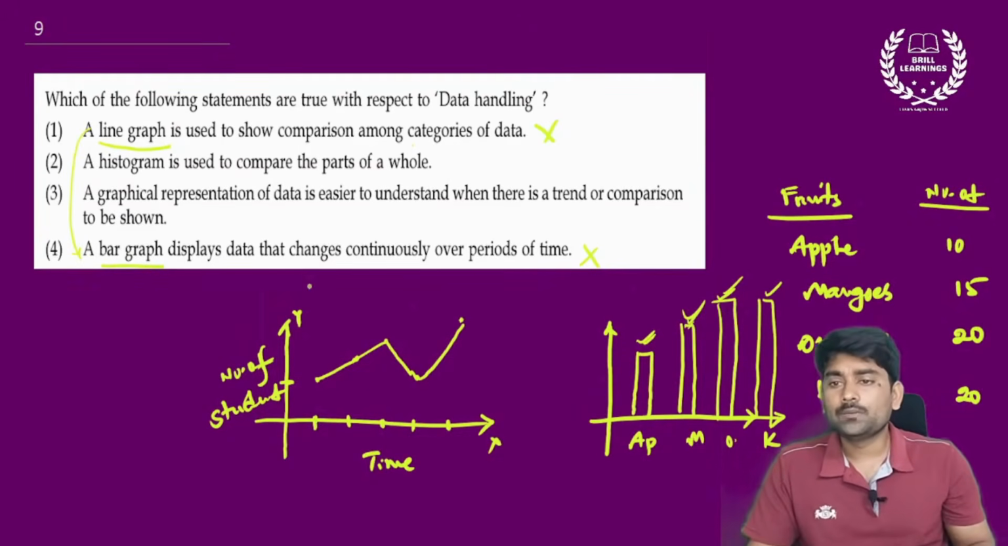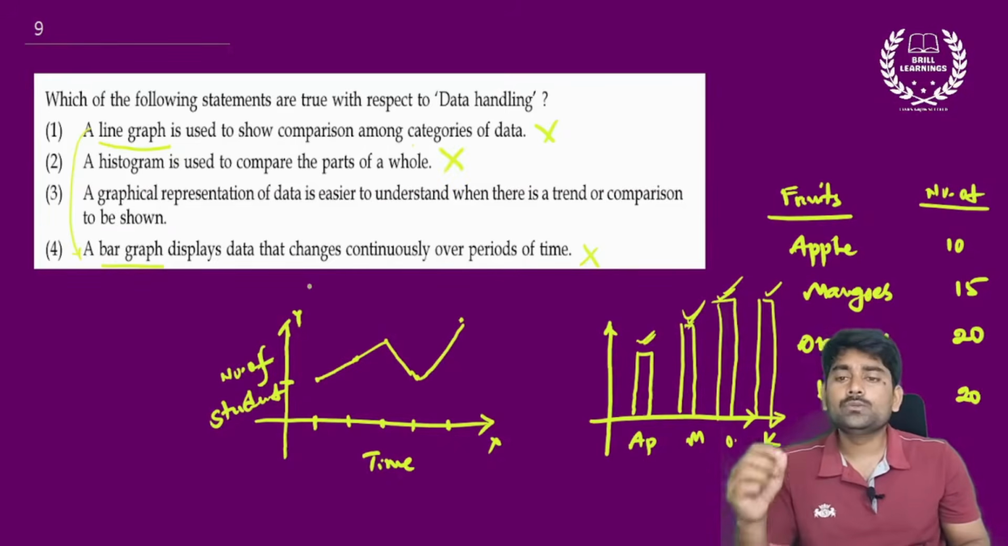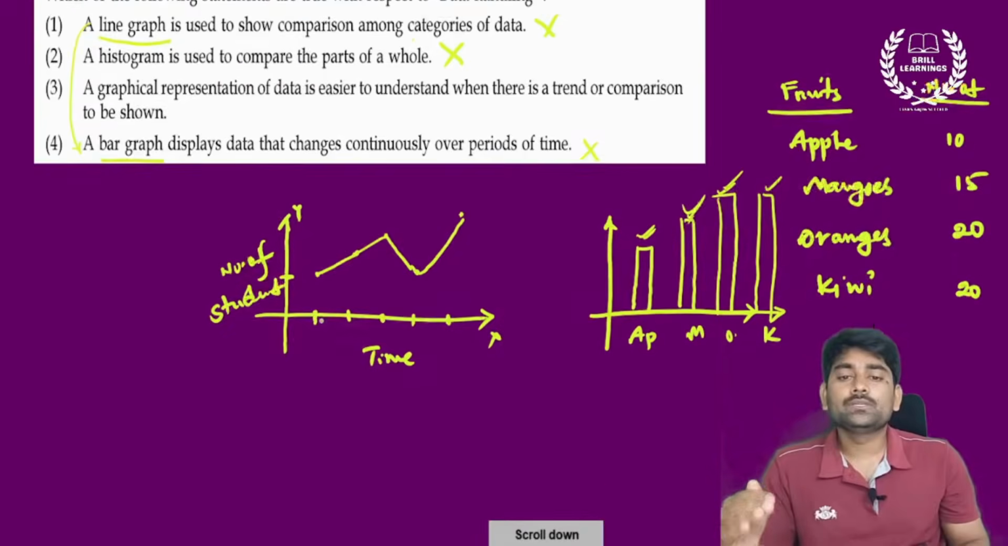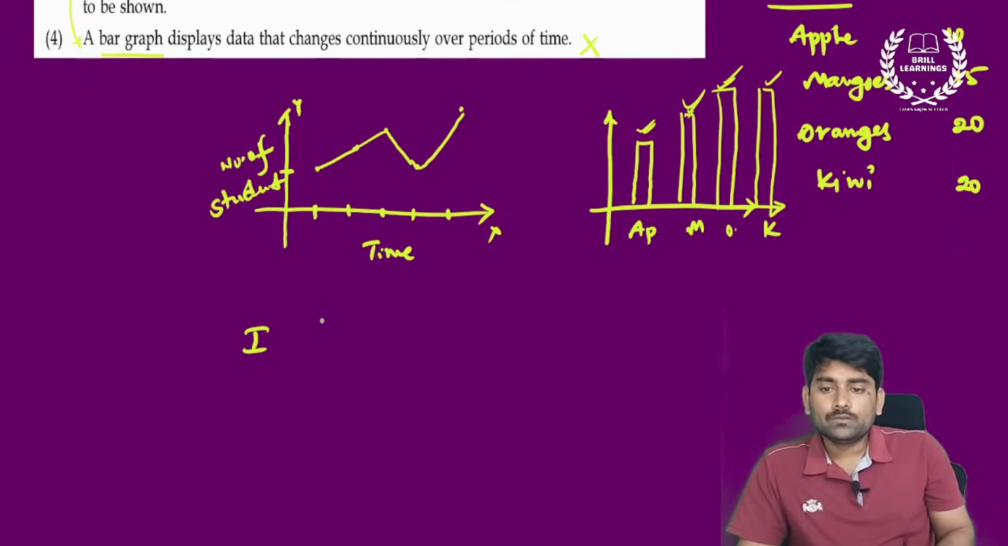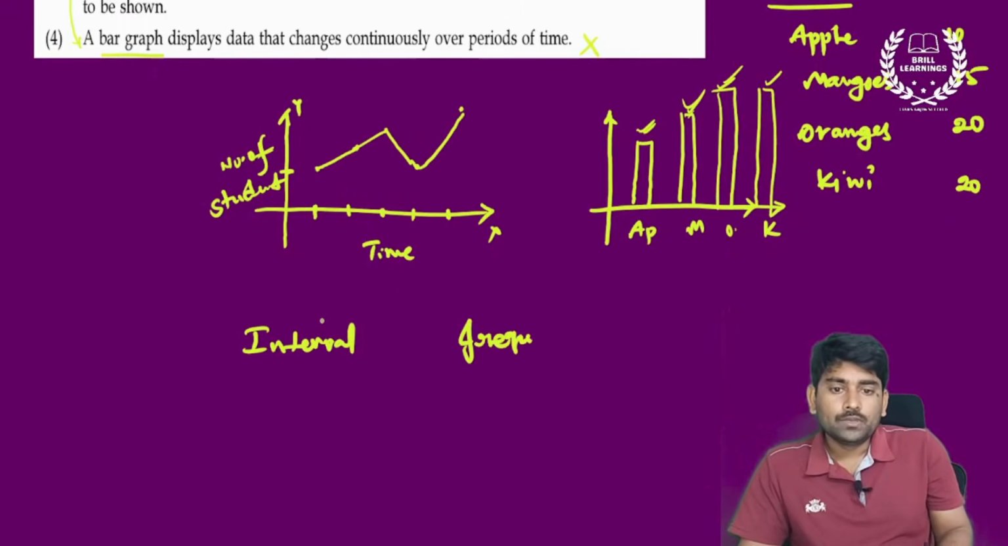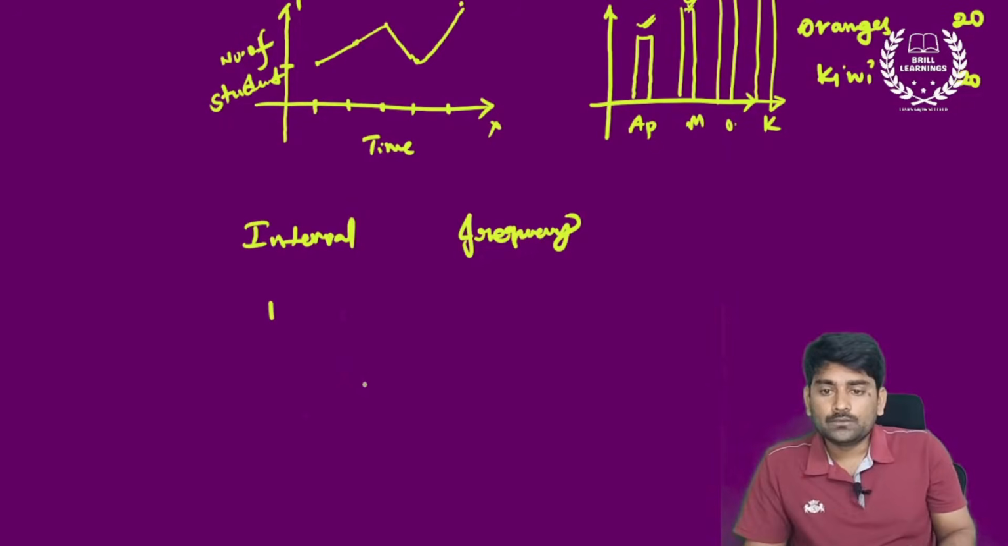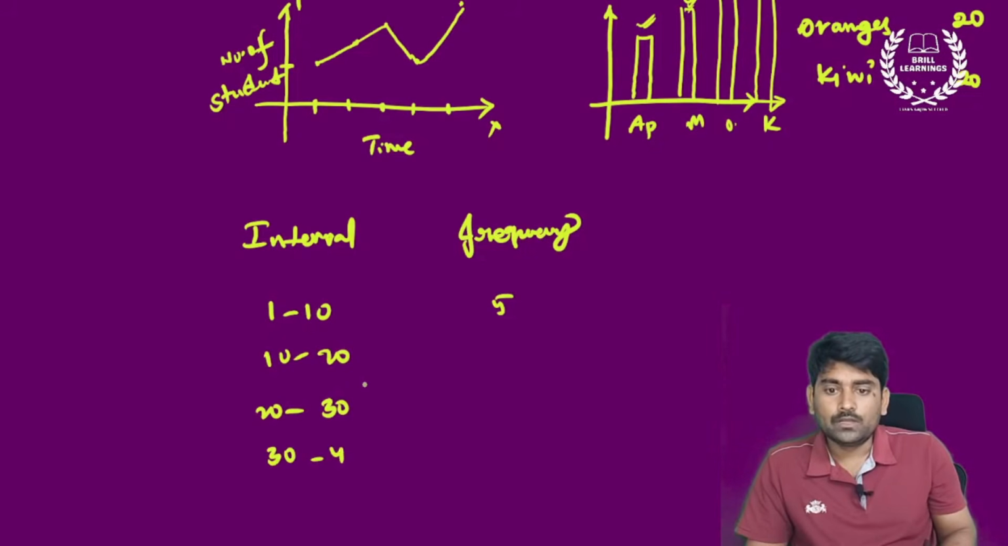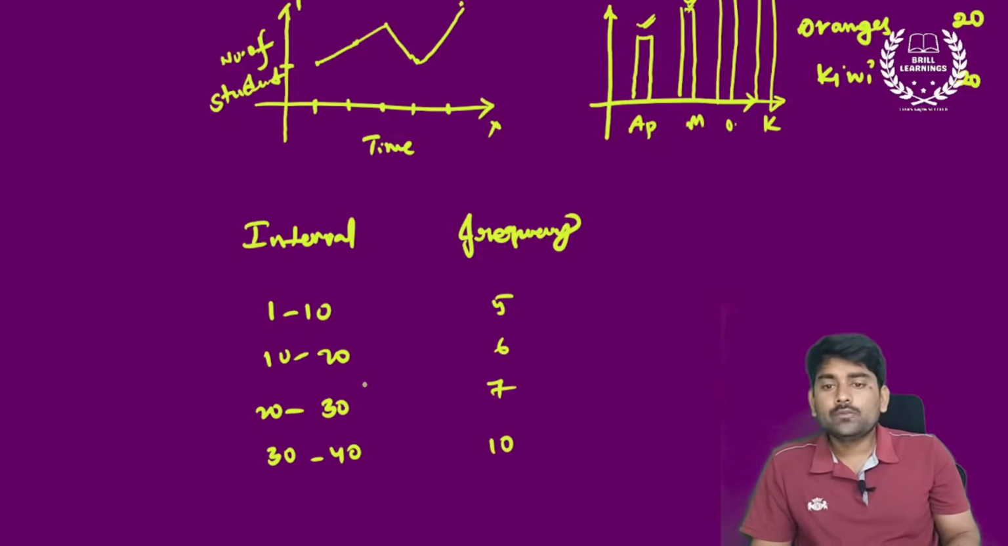Let's check the second statement. A histogram is used to compare the parts of a whole. No, it is also a wrong statement. Why? Because a histogram is used to represent continuous data. For example, they will give intervals and frequency here. So 1 to 10, frequency 5, 10 to 20, 20 to 30, 30 to 40, like this. Frequency will be some 7 or 8, 10, like this. So there will be continuous data here, 20, 20, 30, 30.